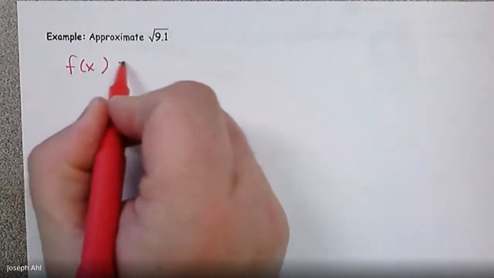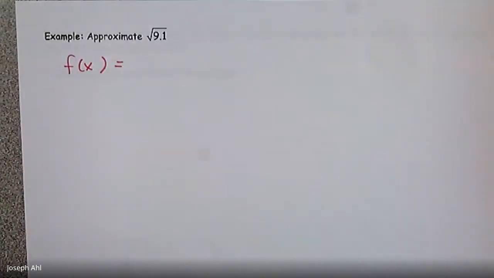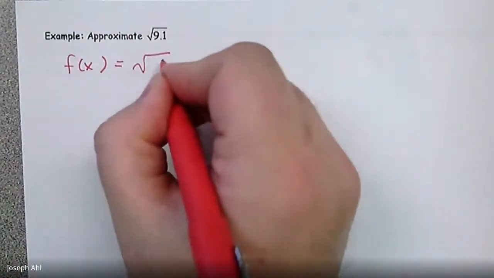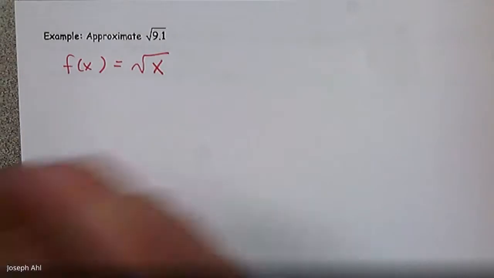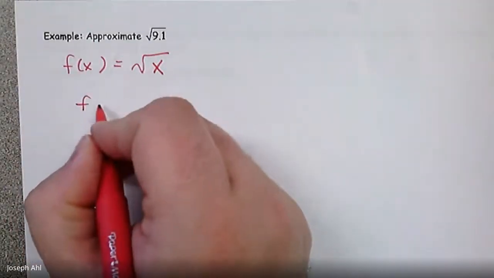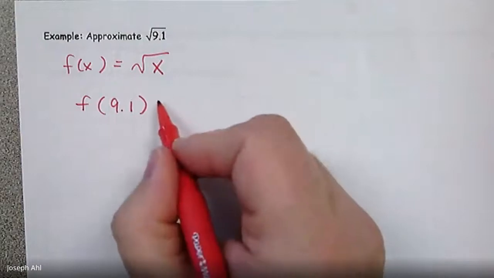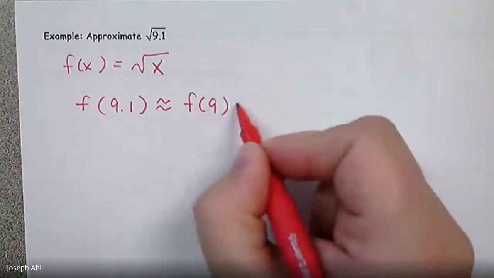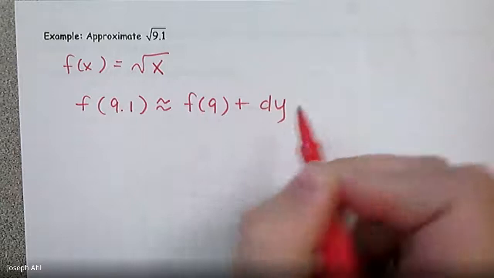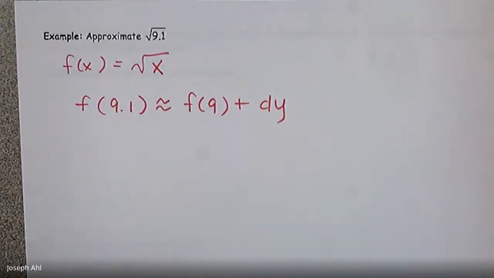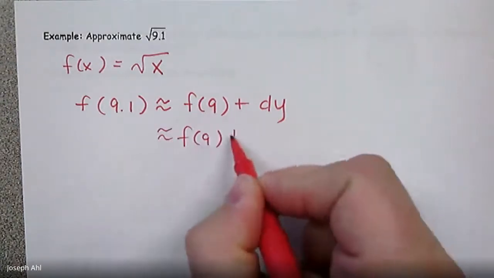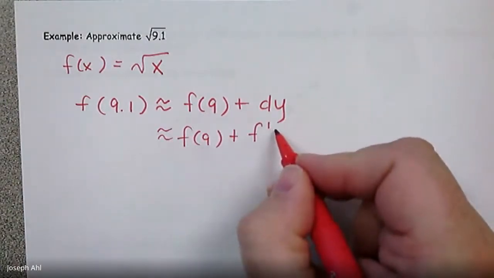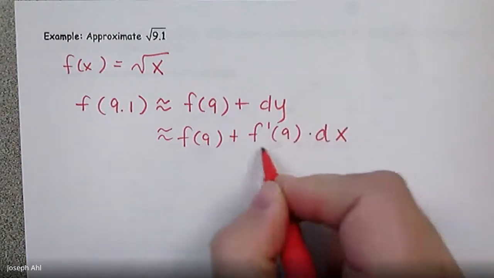So again, to approximate this, let's think about the function that we can use. If I'm taking the square root of a quantity, in this case we're going to use f of x as the square root of x. And to figure out f of 9.1, we know that's approximately f of 9 plus dy. So in order to get dy, we know that's f prime of 9 times dx.